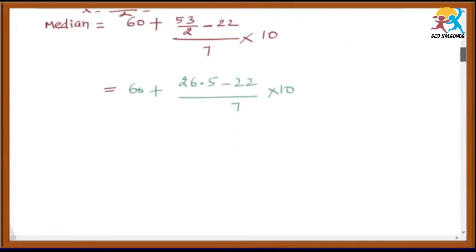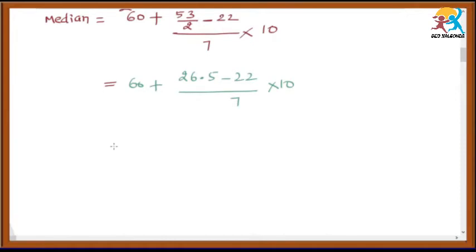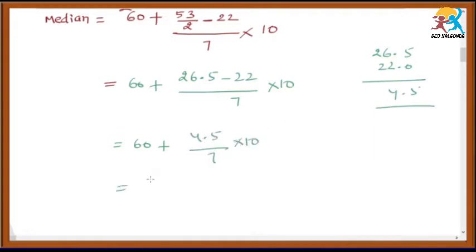So, simplify. 60 plus 26.5 minus 22, like you have to subtract. 22 means we should write 22.0, and 26.5 minus 22.0 is 4.5. So, 4.5 by 7 into 10. So, 60 plus 4.5 into 10, it will become 45 by 7.